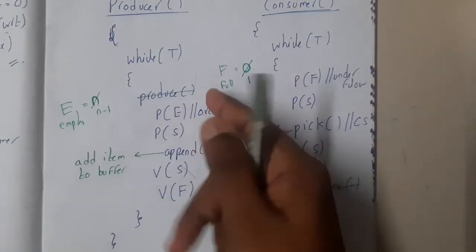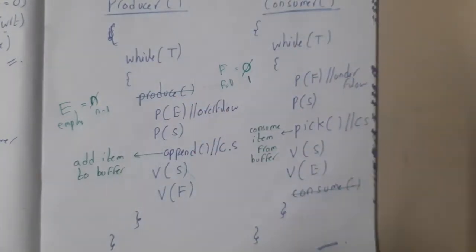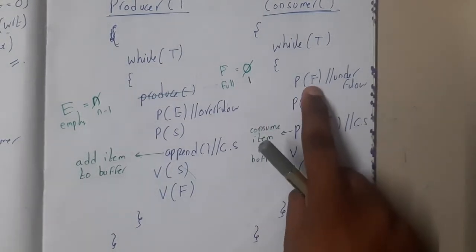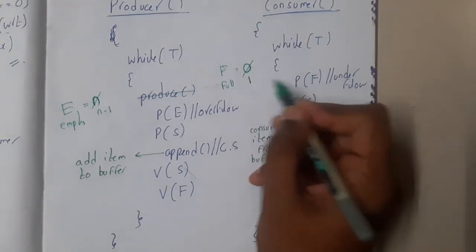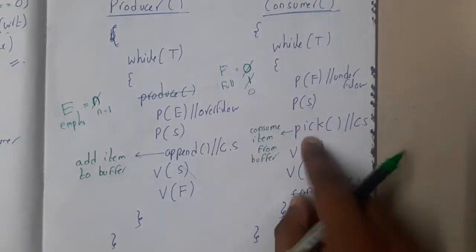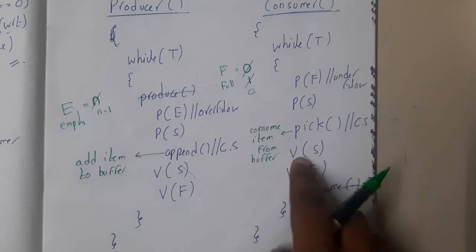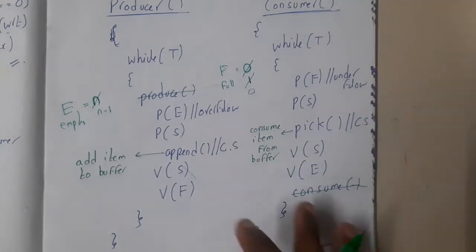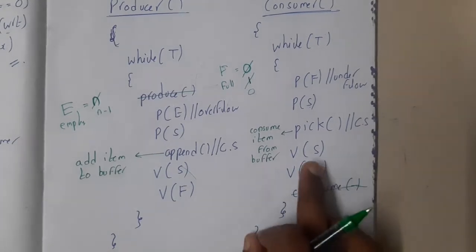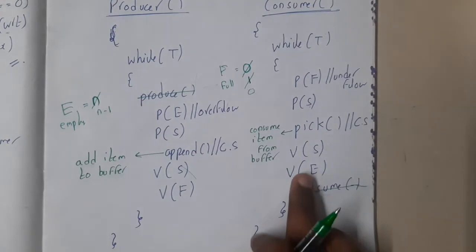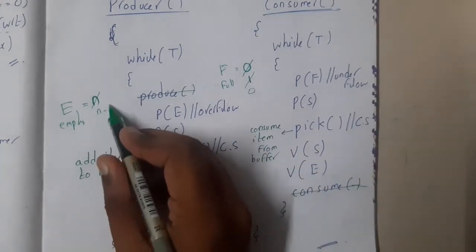In this way, he will fill the particular slot, and in this way, these guys are going to eat the products. So basically, the consumer will perform wait on F, so it becomes zero. Then he will lock the semaphore, and then he will pick the item. He will eat it. I'm just giving you an example, guys. There is no concept of eating and all those things. Then V of S, he will signal the semaphore which he has waited on, and then he will increment the empty slots.